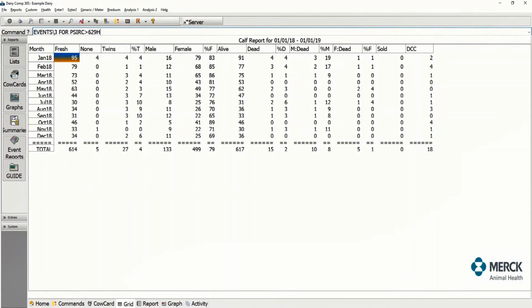We have different sex semens as well. So instead of using the code 5, you use the code 6 as the one that I have displayed here.